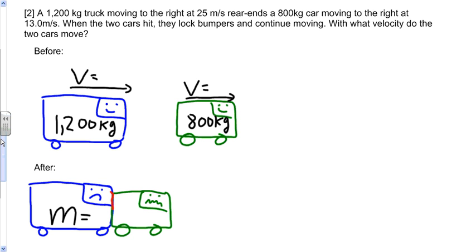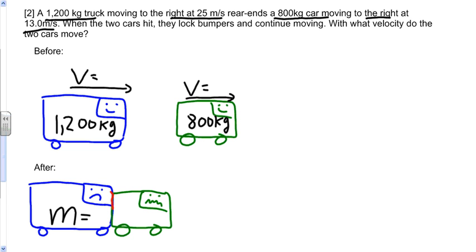So go ahead and pause and write this down if you need it. I'm going to go ahead and get started. A 1,200 kilogram truck moving to the right at 25 meters per second rear ends an 800 kilogram car moving to the right at 13 meters per second. When the two cars collide, they lock bumpers and continue moving. So we want to find with what velocity do the two cars move after they hit and lock bumpers.